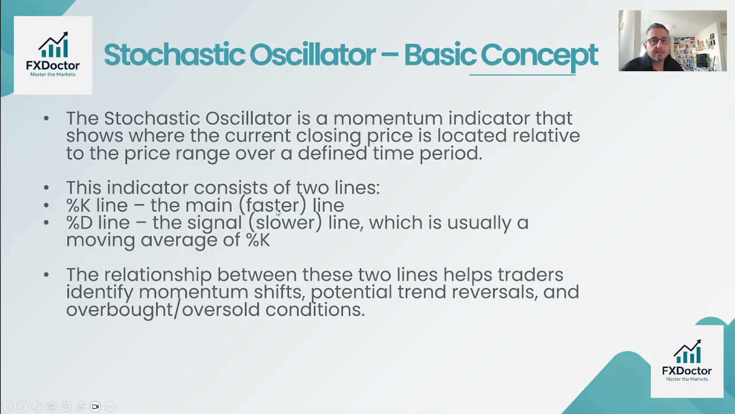Okay, the next indicator is called Stochastic Oscillator. Stochastic Oscillator is a momentum indicator that shows where the current closing price is located relative to the price range over a defined time period. It consists of two lines, K line and D line. K line is faster, D line is slower, which is usually a moving average of K line. The relationship between these two lines helps traders identify momentum shifts, potential trend reversals, and overbought, oversold conditions, similar to RSI.